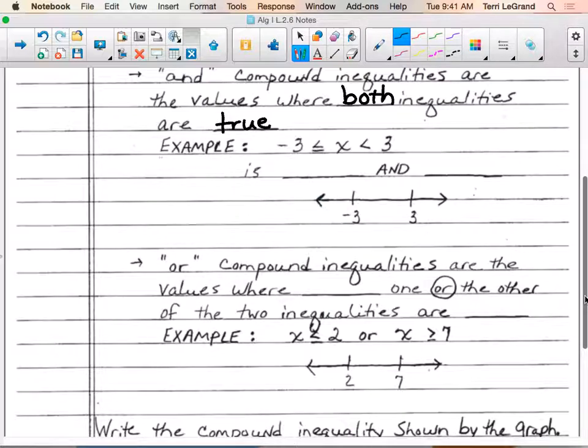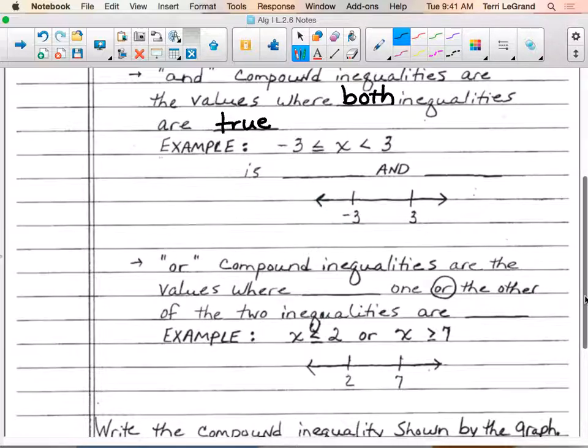In other words, any solution for this compound inequality has to satisfy both parts of that. Can we read that from the inside out also? X is what? Let's go to the left end. X is greater than or equal to -3, and X is less than 3. Okay, so it's only those numbers that satisfy both conditions that are going to be solutions for this one.